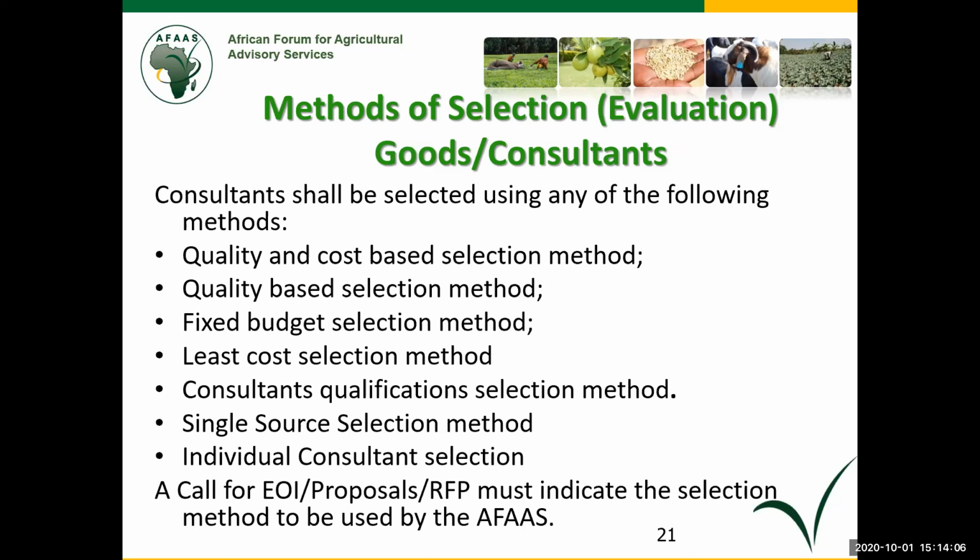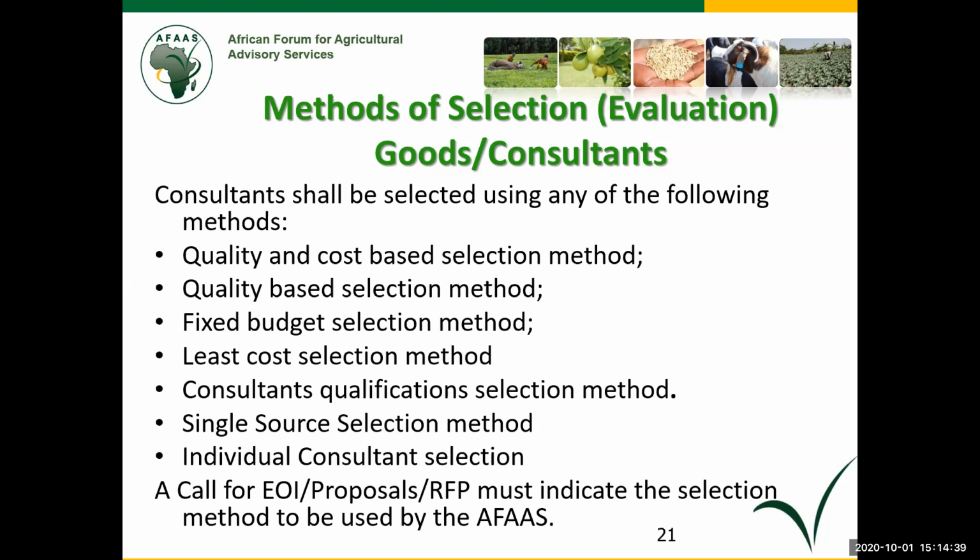Then individual consultant selection. This is in our AFAS manual, and individual consultant is almost similar to consultant qualifications, but the only difference is here, I may not ask for an expression of interest. I just say, submit to me your CV. And it's only the CV that I look at, and I say, who is the best? I call him for negotiations, and we proceed.